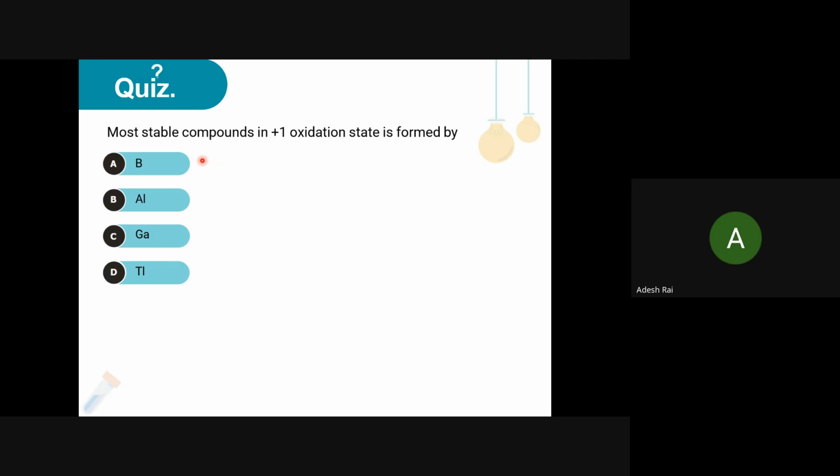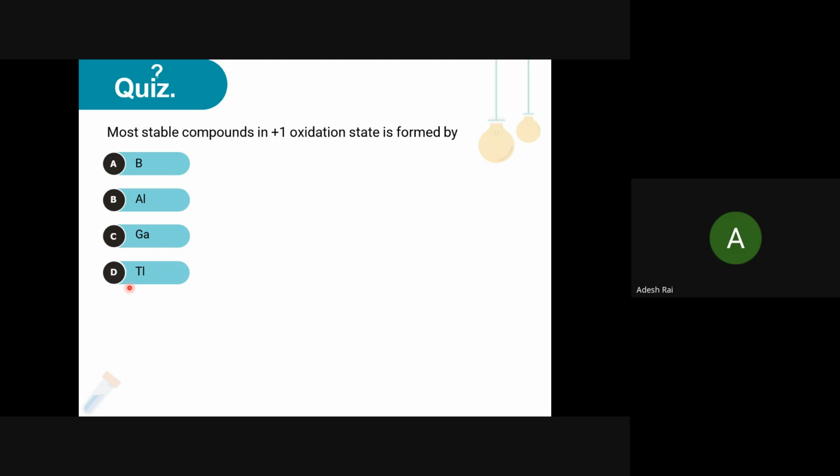Most stable compound in +1 oxidation state is formed by which one? Which one will have the most stable compound in +1 oxidation state among these? Option A, sir, boron. +1 means what? It is losing an electron, no? It means it is forming something ionic. Boron won't form ionic; boron will form covalent bonds. Are you getting my point? Boron won't like to lose electrons.